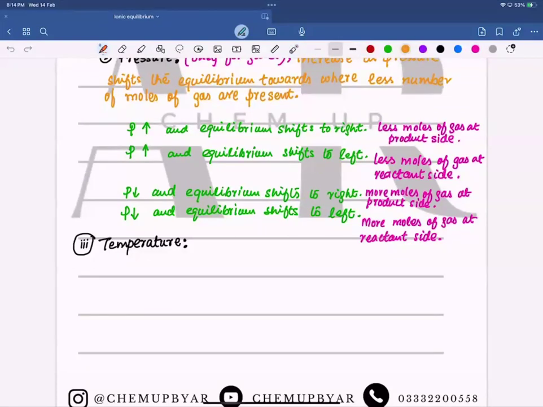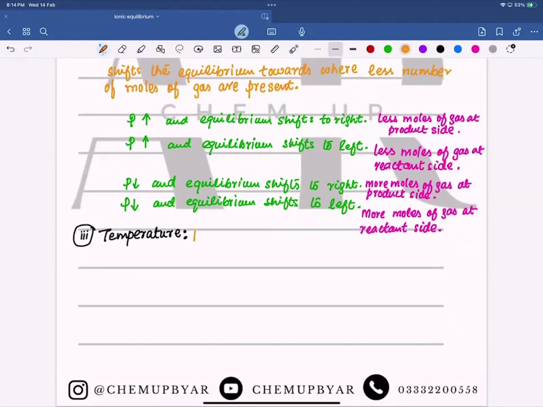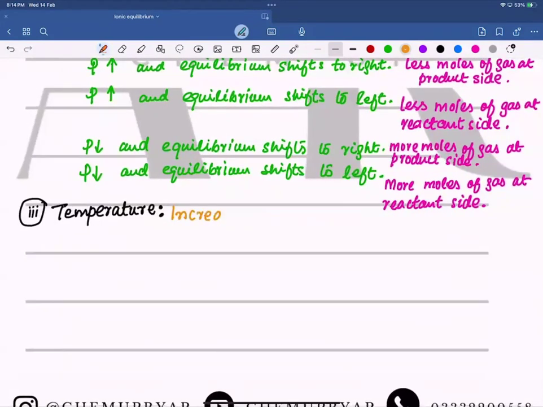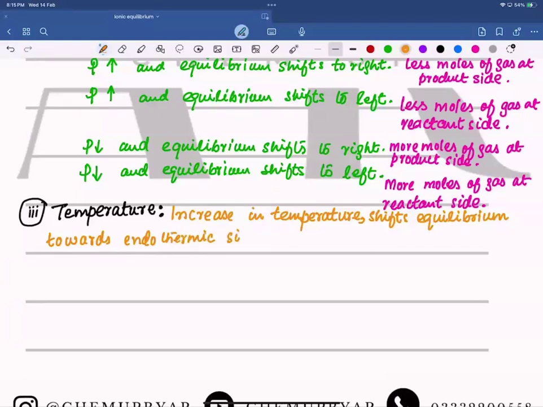So it means that increase in temperature shifts equilibrium towards the endothermic side. Is this clear? So the reaction would shift towards the endothermic side until the equilibrium is restored again. So we have to figure out whether the forward reaction is endothermic or the backward reaction is endothermic.